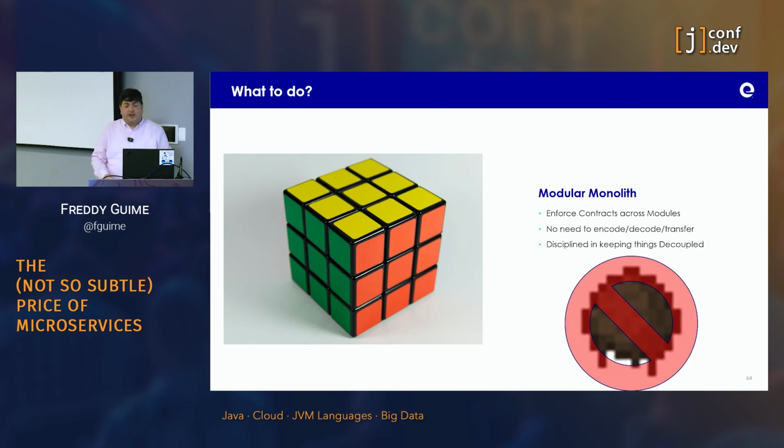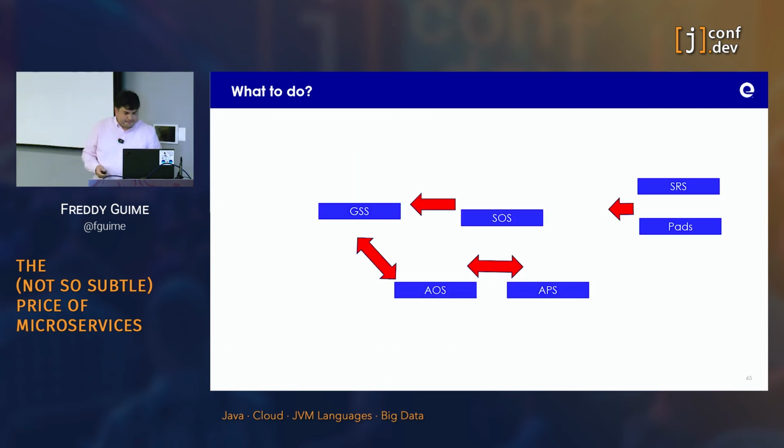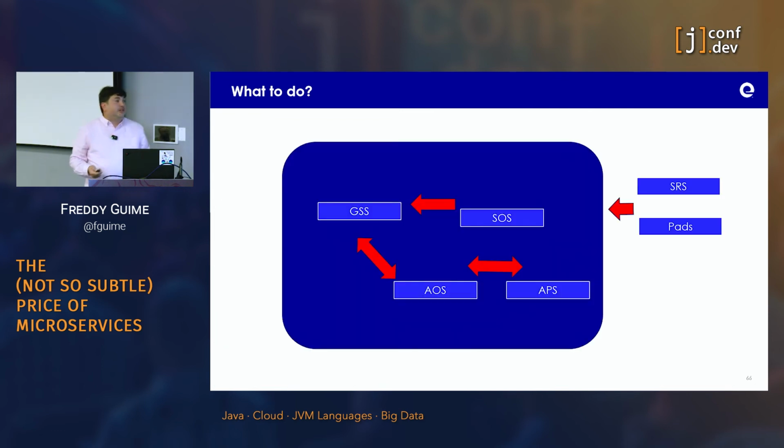The advantage you get is you don't have the need for encode, decode, and transfer. Everything is there. All the logic is there, so you can reason about the things. It's one place you look and one trace you have to look at to try to figure out what happened. And that is essentially what we did.